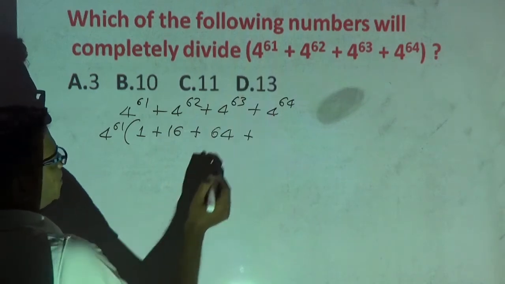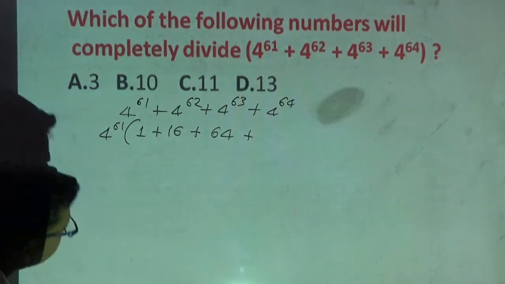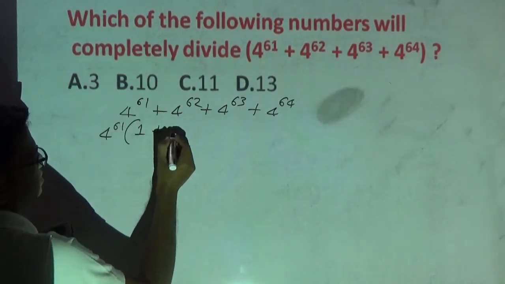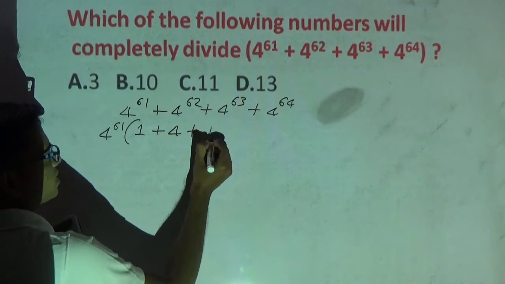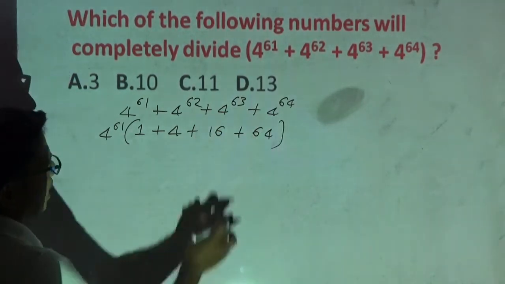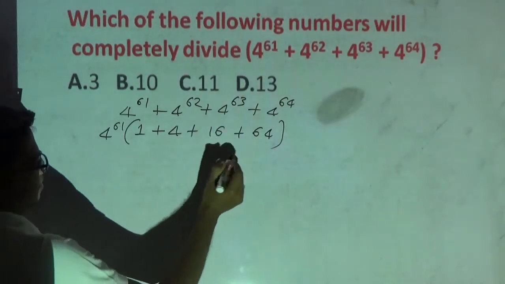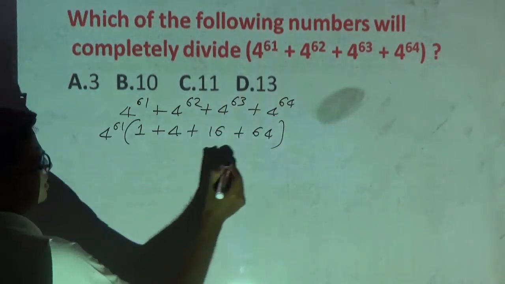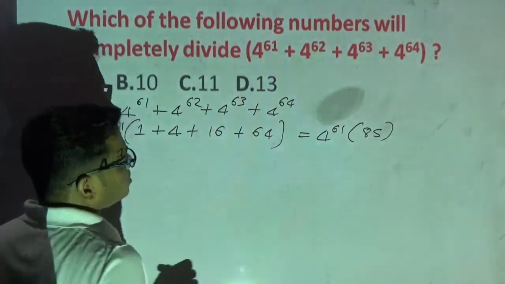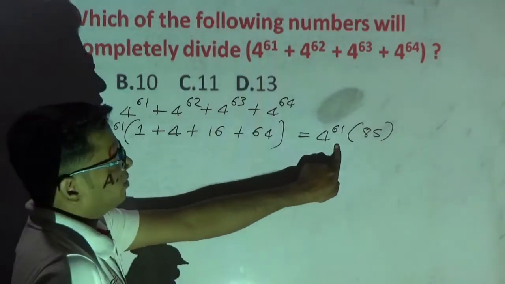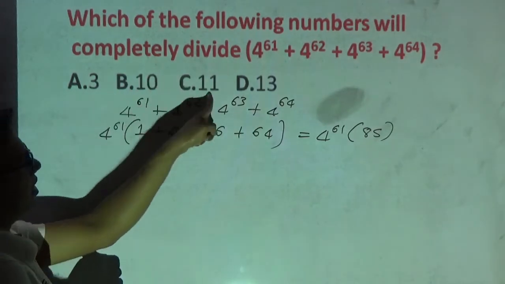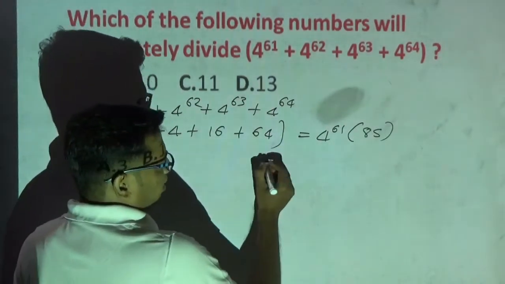I will write it again, so I don't confuse. This is 1 plus 4, here 4 square is 16, here 4 cube is 64. Now add the sum in the brackets: 80, 84, 85. This can be written as 4 power 61 into 85. Now you see the options. We have 85 here and 4 here. Whether any of these options, 3, 10, 11, is divisible, no. So I have to simplify this.